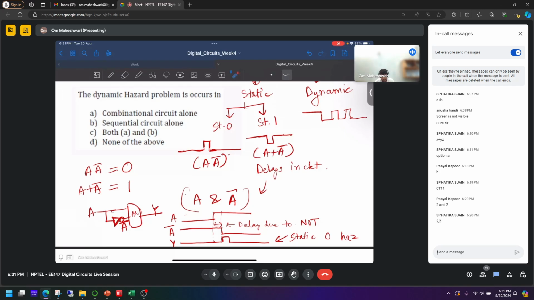Due to this delay, in this time period both are 1, right? But it could never be the case. A and A bar ideally should, when A is 0, A bar will always be 1, or when A is 1, A bar will always be 0. But in this portion, due to delay, A and A bar both are 1. That's why we get a small portion where output is also 1. Output is simply A bar becomes 1 here, which is the cause of this delay.